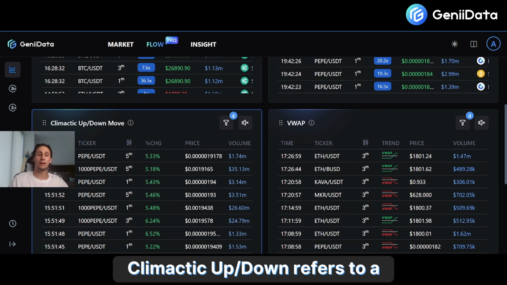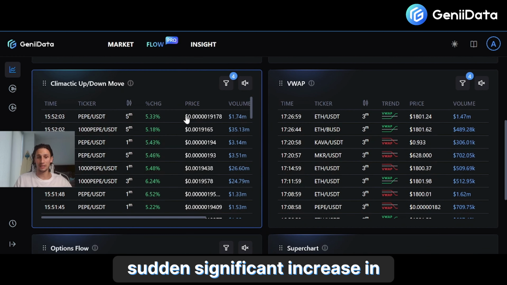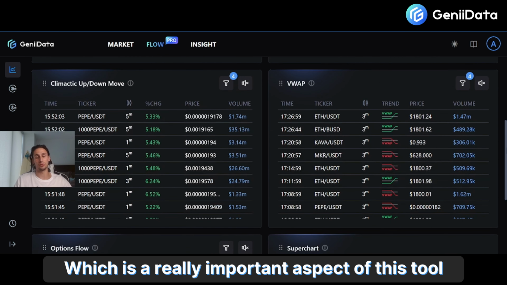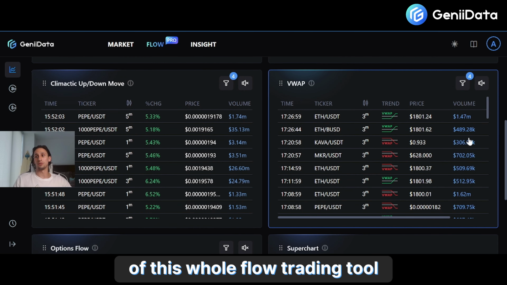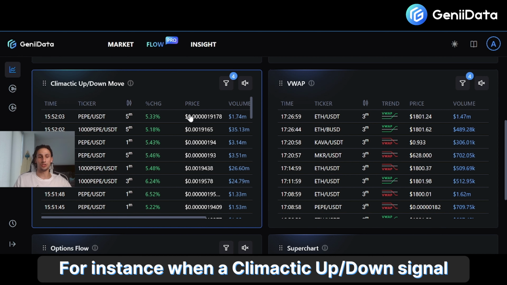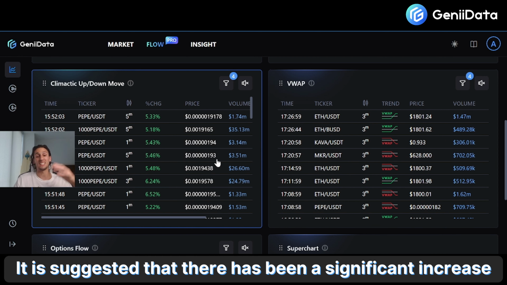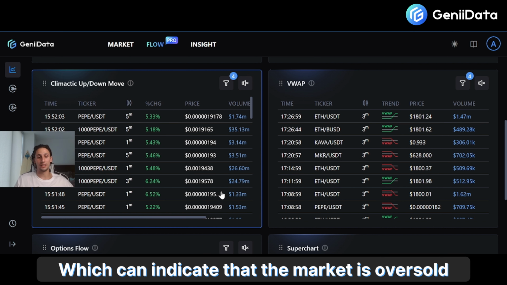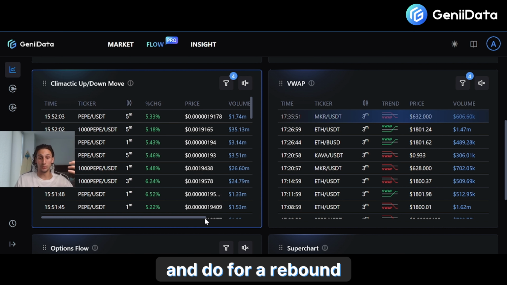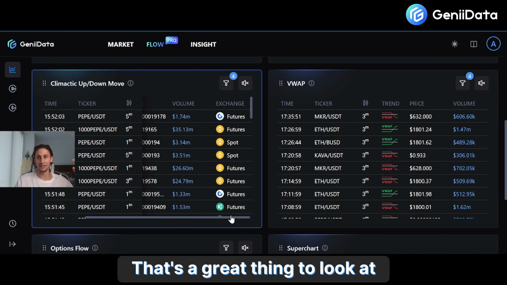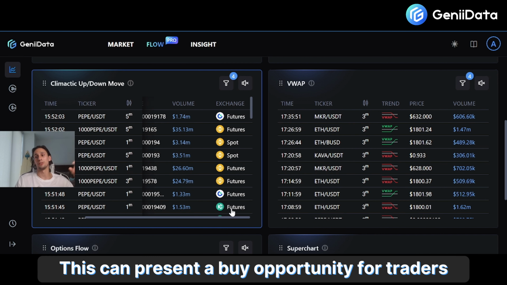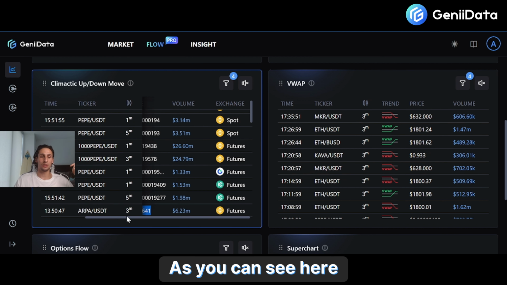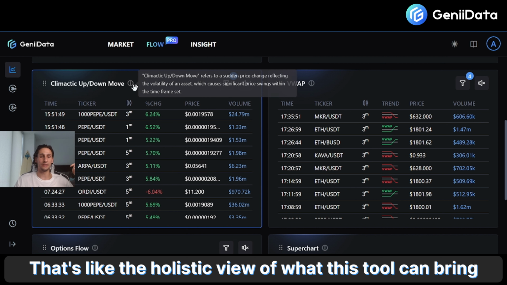The climatic up-down refers to a sudden significant increase in buying or selling activity, which is a really important aspect of this whole flow trading tool. For instance, when a climatic down signal is generated, it suggests that there has been a significant increase in selling activity, which can indicate that the market is oversold and due for a rebound. That's a great thing to look at. This can present a buying opportunity for traders who are looking to enter the market at a lower price. As you can see here, that's the holistic view of what this tool can bring.